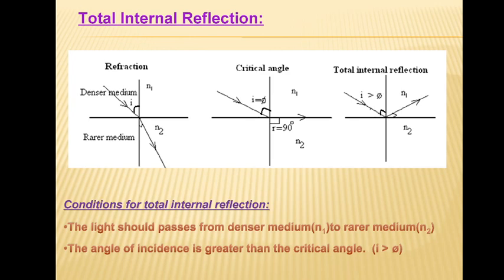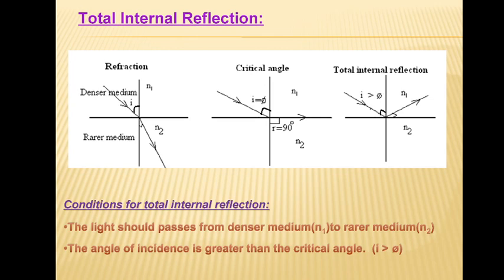Suppose you increase the angle of incidence until it is equal to the critical angle. Then the light does not pass into the other medium; it passes along the interface of the two mediums, the line which separates the denser medium and the rarer medium. In this case, the angle of refraction is 90 degrees.